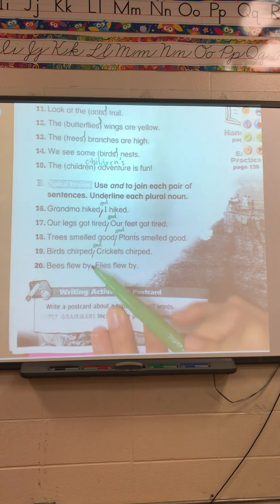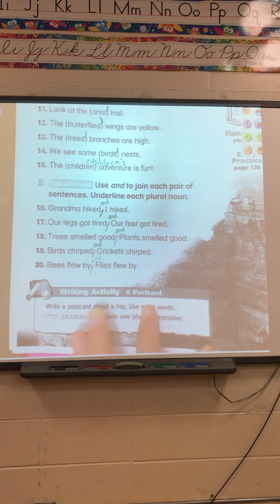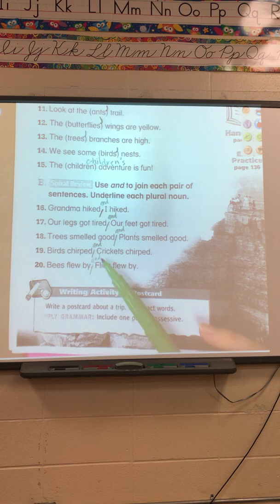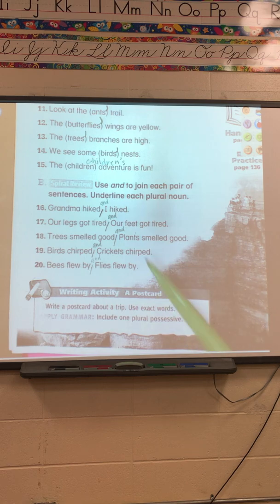Birds chirped, cross out the period, and crickets chirped. Bees flew by, cross out the period, and flies flew by. So you know the O would be lowercase, the P would be lowercase, the C would be lowercase, the F would be lowercase. The I would not be because I is always capitalized when it's by itself like that. So we used and to join the pair of sentences. Now let's underline the plural noun.